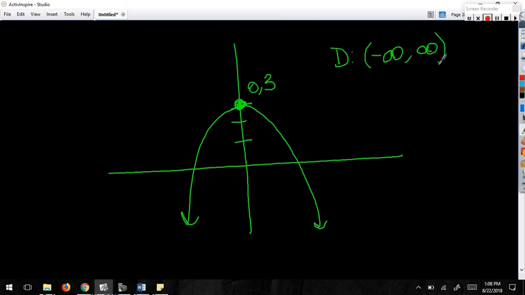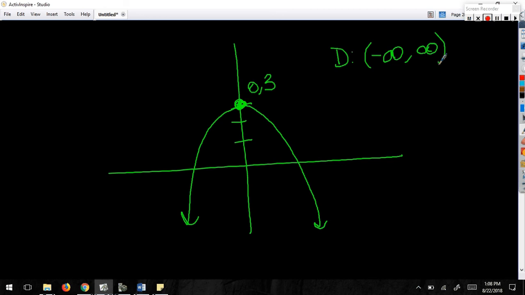All right, range. That does have a restriction. Where is that restriction? It can't go above 3. We see that, right? So once I can think that through in my head, now I can think, how do I describe this? It can't go above 3. Negative infinity.